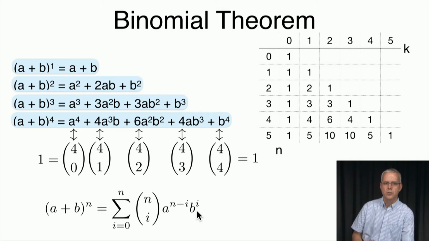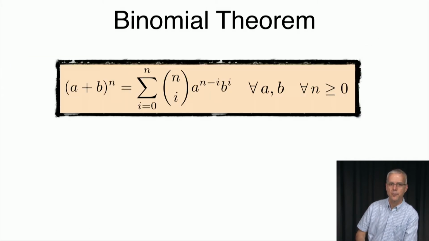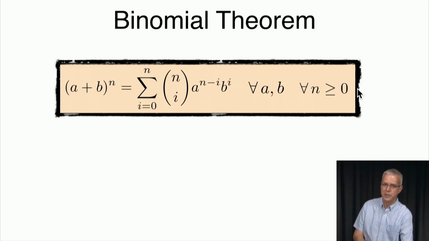Okay, so this is what we get by observation, and we want to explain why this is the case. In general, let's first repeat it. We said that a plus b to the n is the summation of i going from 0 to n of n choose i times a to the n minus i b to the i, and that holds for every a and b and every integer n which is bigger than or equal to 0.